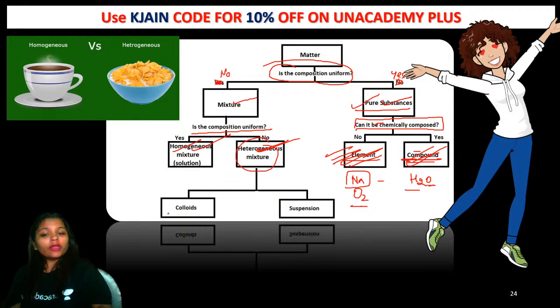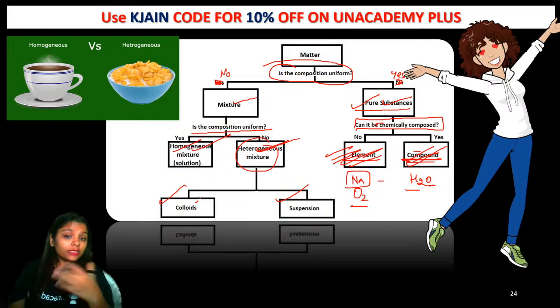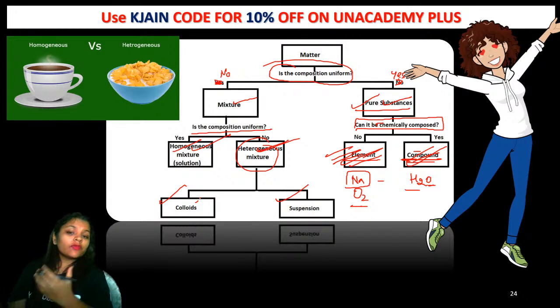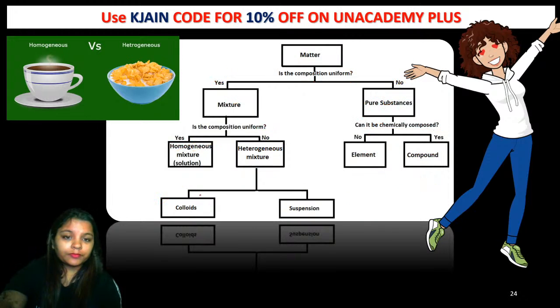Heterogeneous mixture is also divided into two categories, that is colloids and suspension, which we will not study here. We will study them later on in class 12 when we study surface chemistry, but here we will not cover the colloids and suspension.